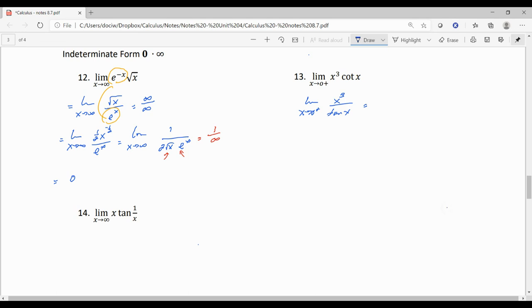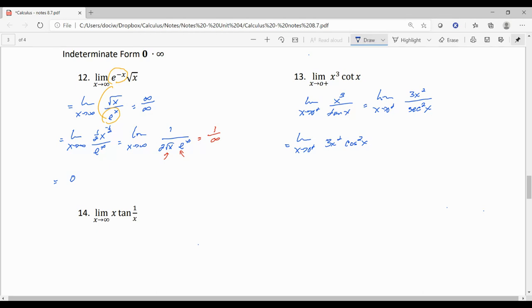And so using L'Hopital's rule, the limit as x approaches 0 from the right is 3x squared divided by the derivative of tangent. The derivative of tangent is secant squared. Now you remember that secant is the reciprocal of cosine. So let's do another thought here. Dividing by secant would be the same as multiplying by cosine.